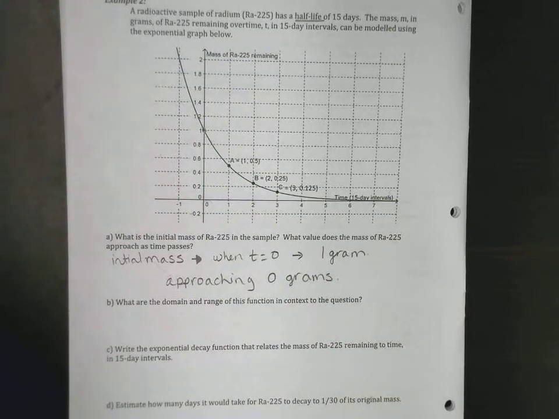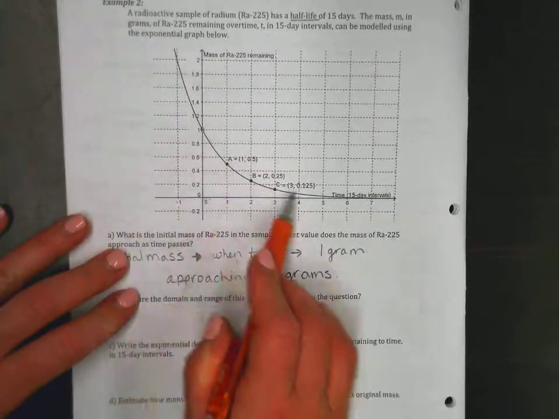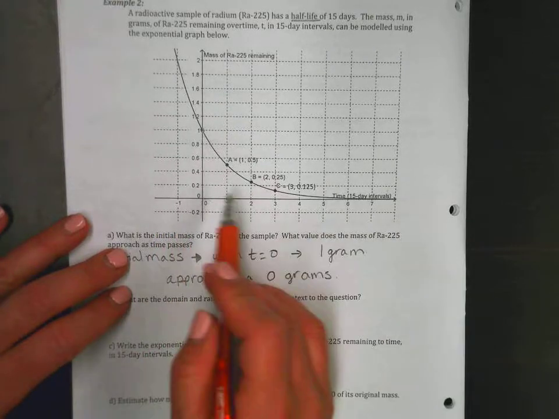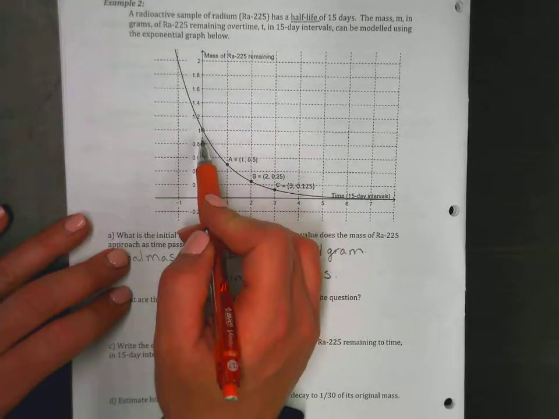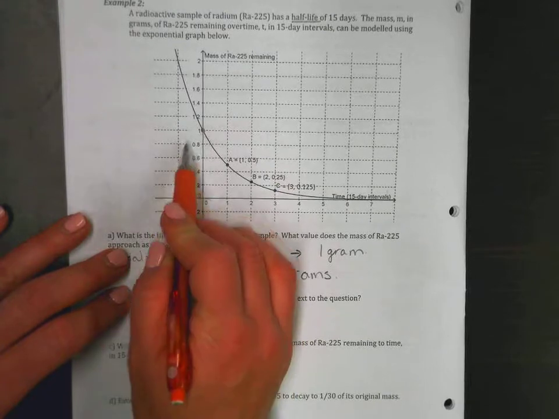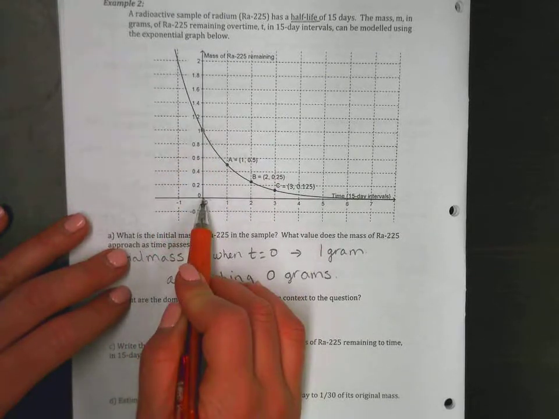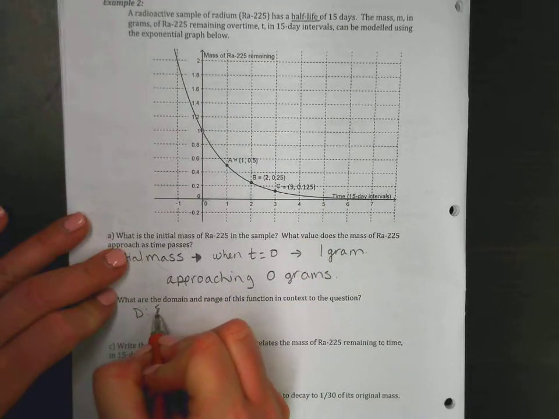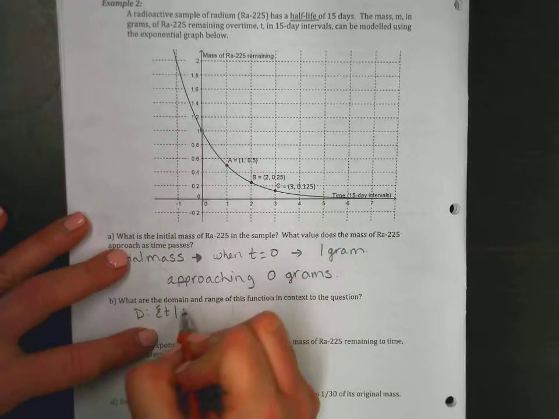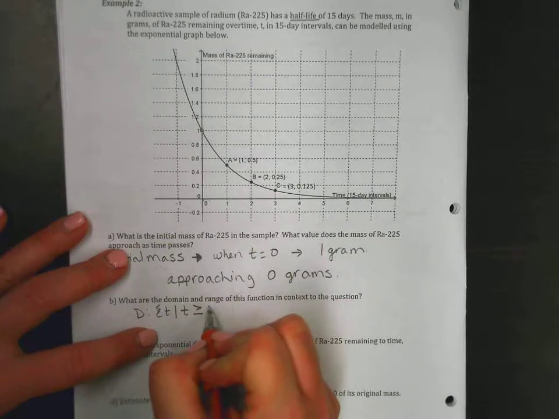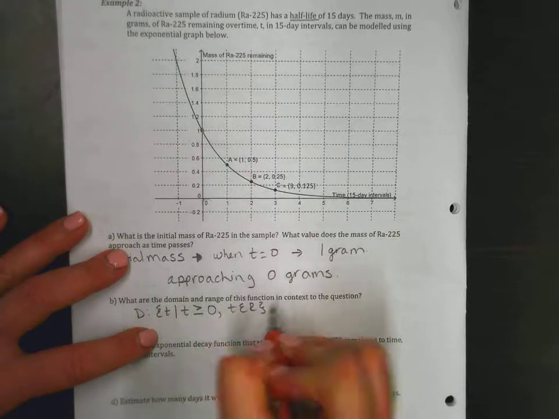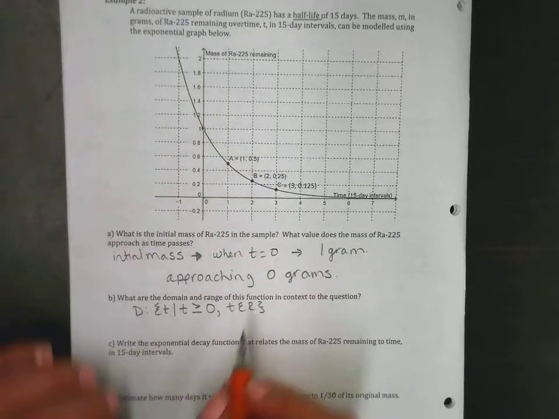So what are the domain and range of this function in context of the question? Even though this is my exponential function, in context of the question, because we're relating time versus mass, there is no such thing as negative time. So our domain is actually going to start here, which is at 0. So the domain of our function would be t has to be greater than or equal to 0, where t belongs to the real numbers.